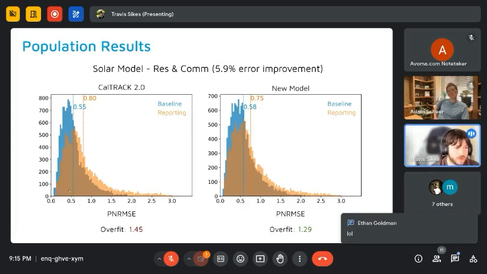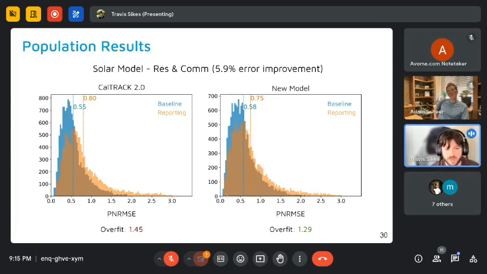Key things to take away from this is, what does this actually mean? It means that we have more data towards the left, lower PNR-MSE. You can see here on this side, that's all being pushed to the right, whereas the new model is doing a pretty decent job of approximating the baseline period. And as far as the overfit goes, again, we're seeing a pretty significant improvement from 1.45 to 1.29.